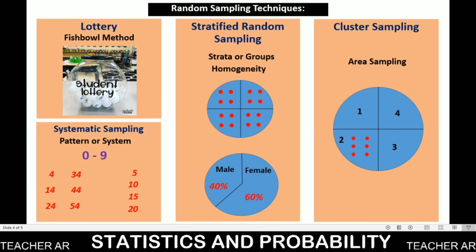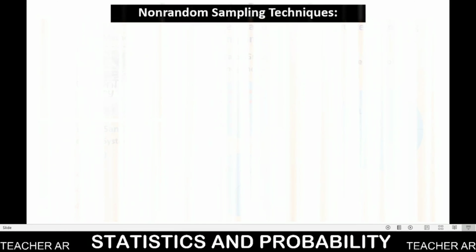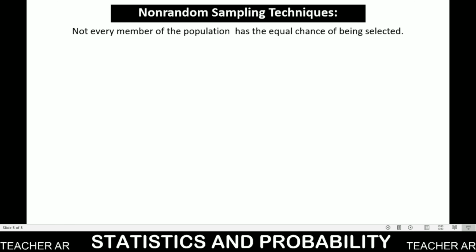This time, let us proceed discussing non-random sampling techniques. When we talk about non-random sampling techniques, meaning not random, not every member of the population has the equal chance of being selected. Now, kung sa random sampling ay umaasa tayo sa chance to get our sample, sa non-random sampling technique naman, mas merong hawak o may control yung ating mga researchers. Ibig sabihin, pwede silang pumili ng kanilang sariling choice para sa magiging respondents na kanilang study.